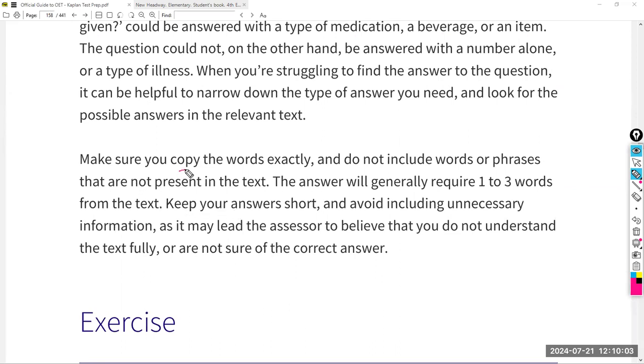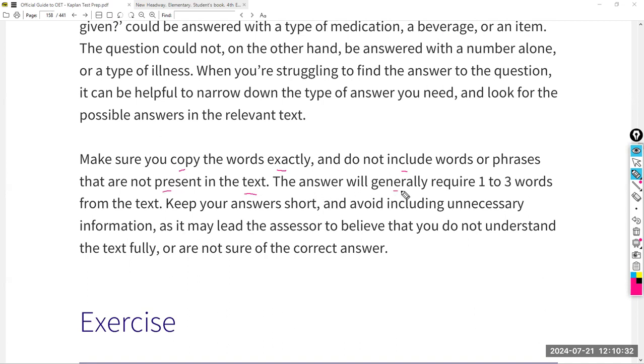So we have to make sure you copy all the words exactly. Do not include words or phrases that are not present in the text. So please don't add extra words or words that don't exist in the text. You have to stick with the text. You have to write the information that exists in the text. Don't write extra words or words that, again, aren't in the passage or passages.